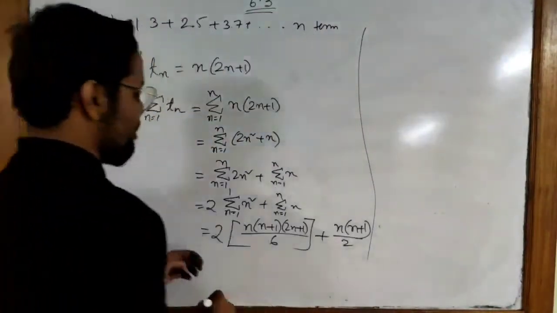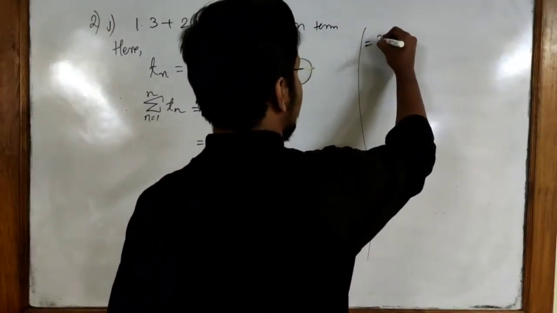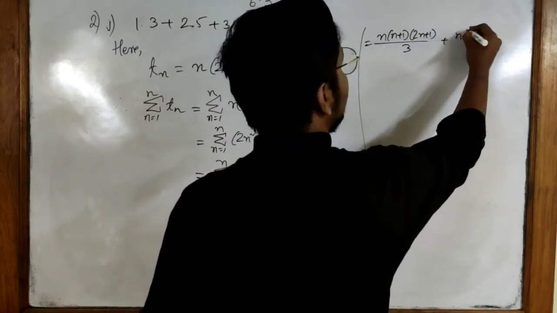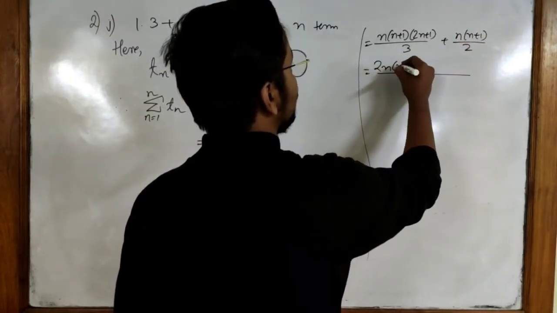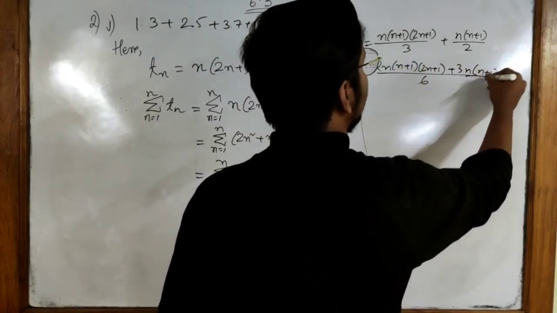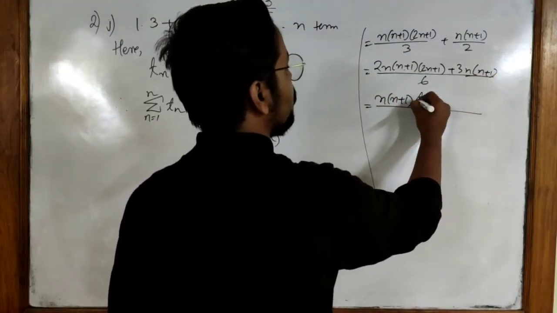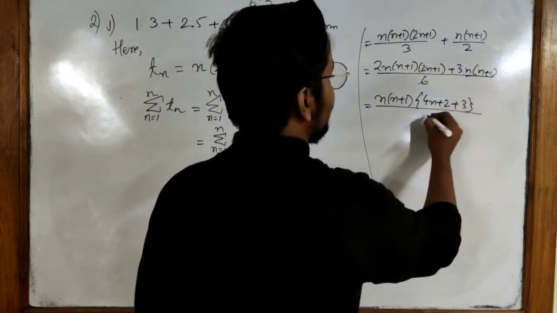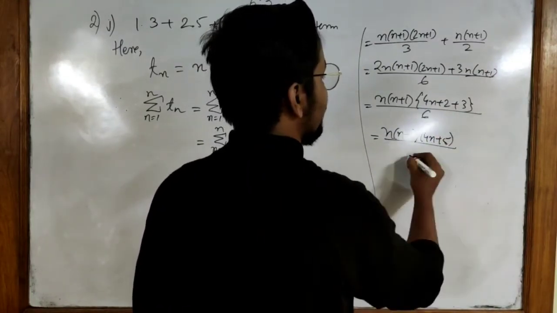Now let's continue this one. This will be 2 cancel 3. So what we get here is n into n plus 1 into twice n plus 1 by 3 plus n into n plus 1 by 2. Let's take an LCM of 6. So it will be twice n plus 1 times twice n plus 1 plus thrice n into n plus 1. Again we can take common here, we get n and n plus 1 as common. So let's take n into n plus 1 common. What we get here, we are left with 2 and this. So it will be 4n plus 2 plus 3, that is 4n plus 5. So it will be n into n plus 1 into 4n plus 5 by 6.